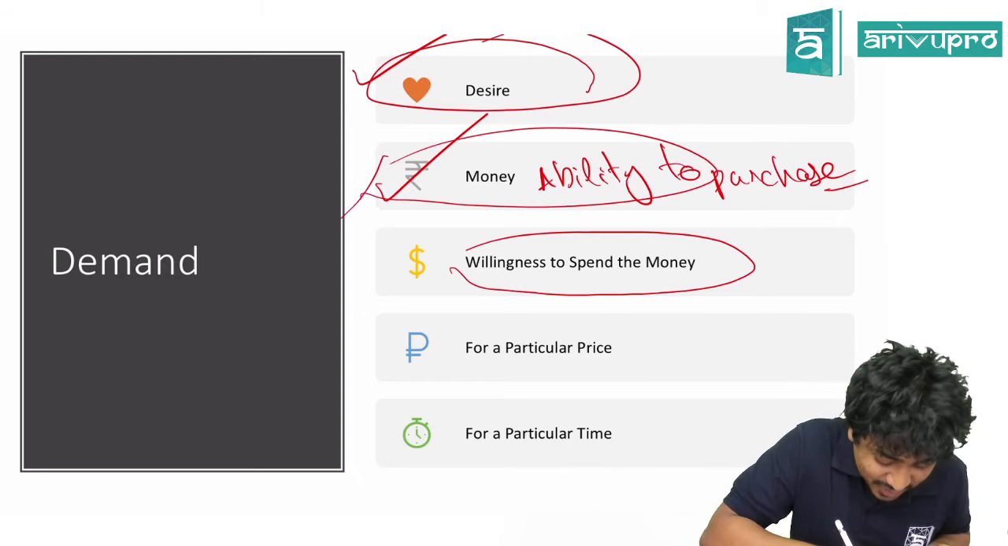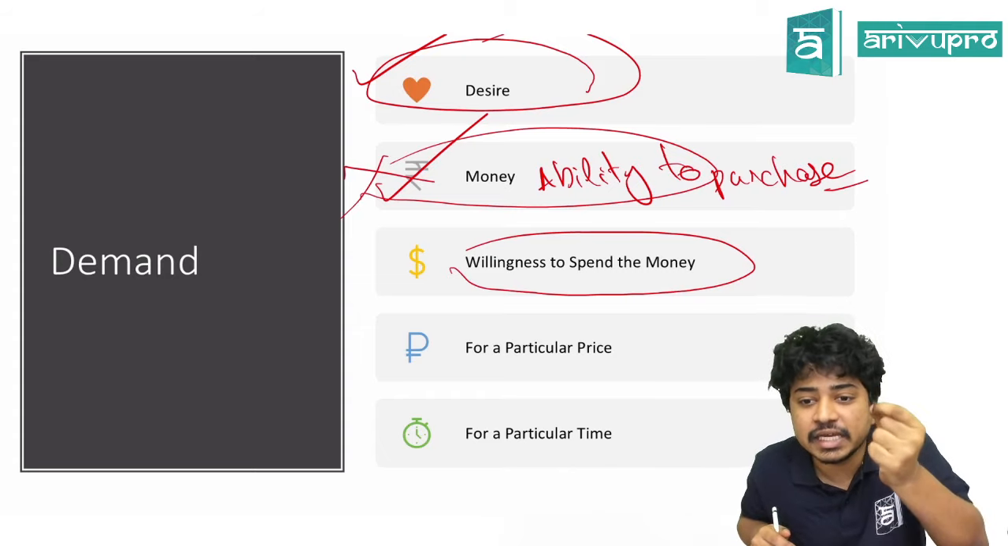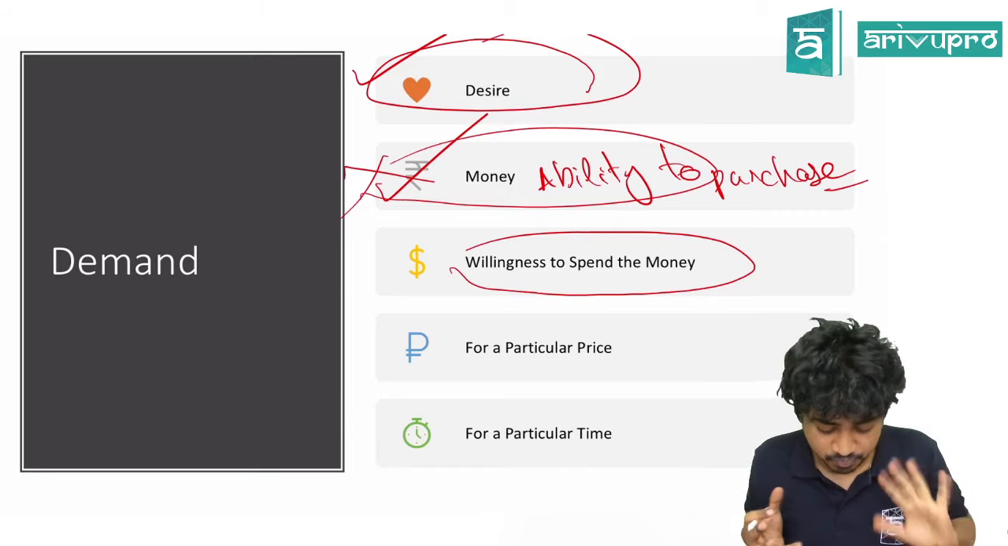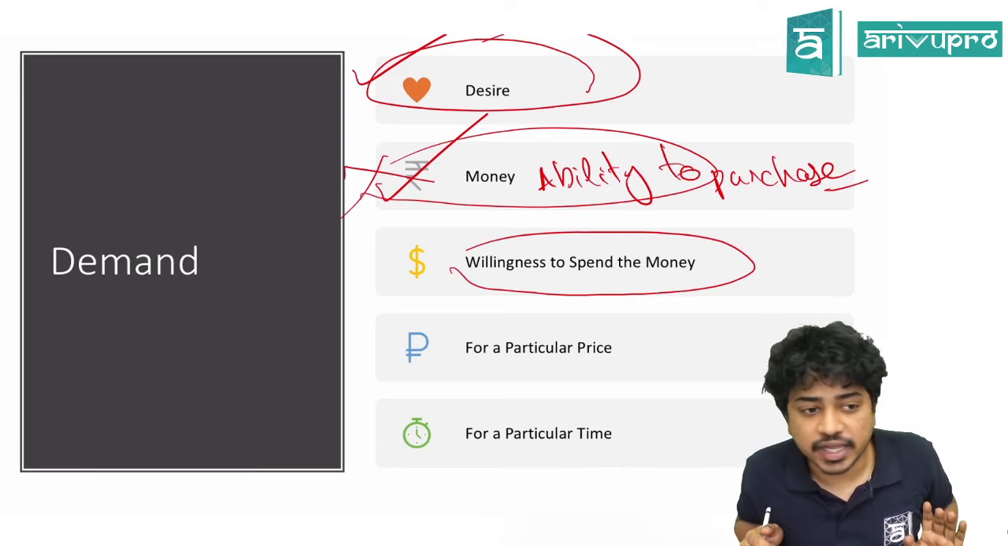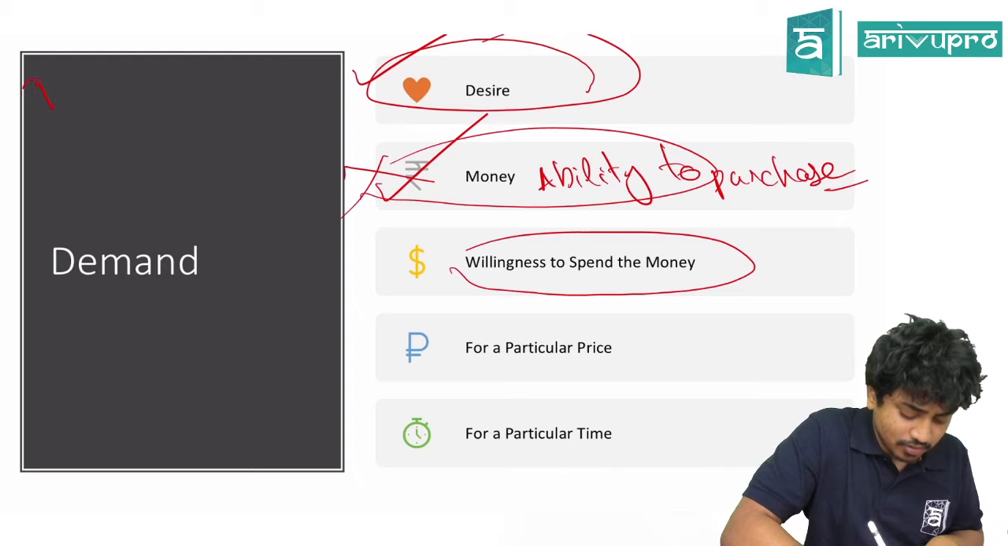So I am off here itself. I don't have the means, the ability to pay. I don't have money. Basically, the ability to pay is off, so I will not qualify.